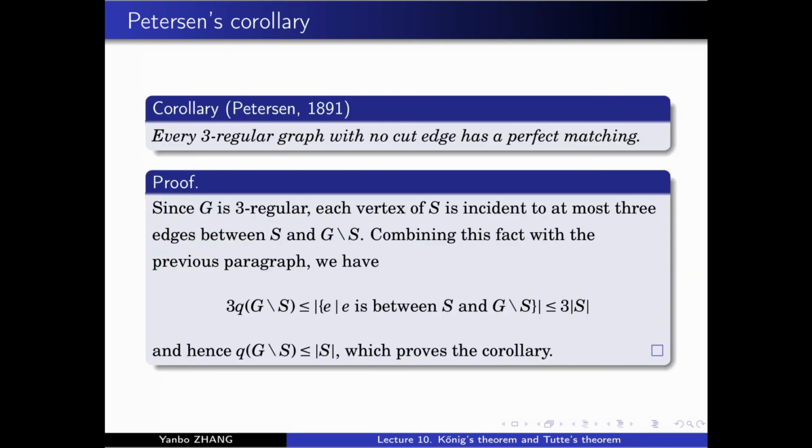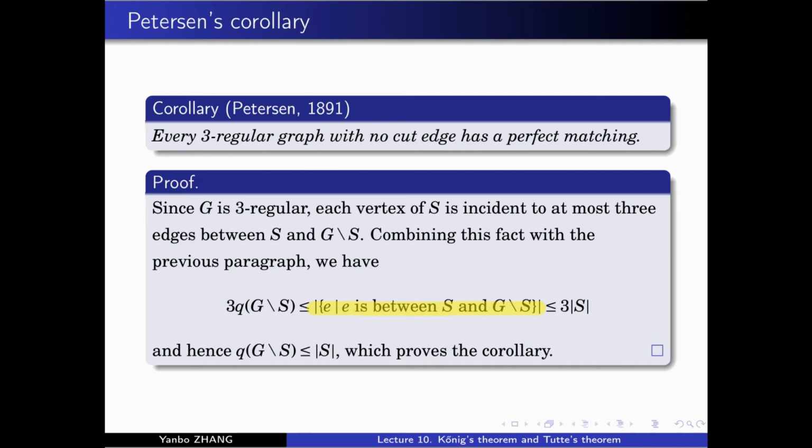Since G is 3-regular, each vertex of S is incident to at most 3 edges between S and G minus S. This is because every vertex has 3 incident edges. Now let's consider the number of edges between S and G minus S.